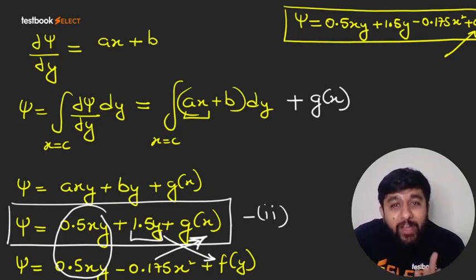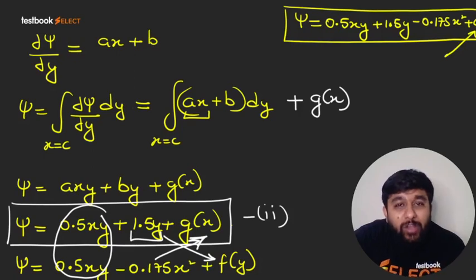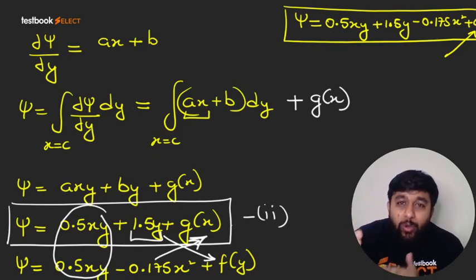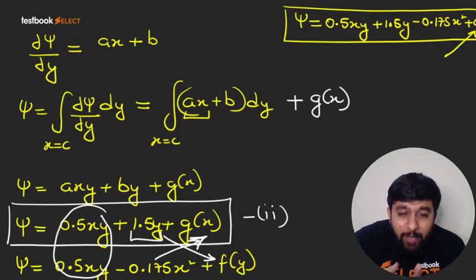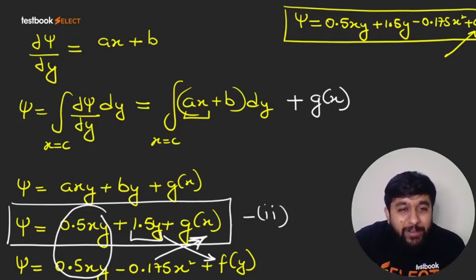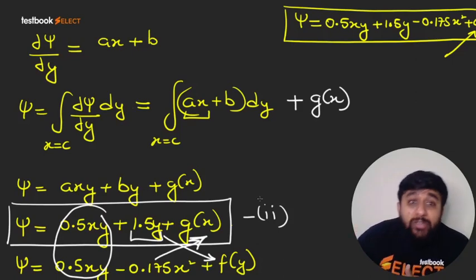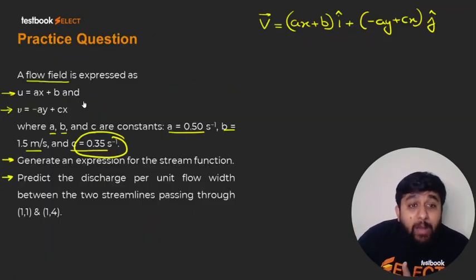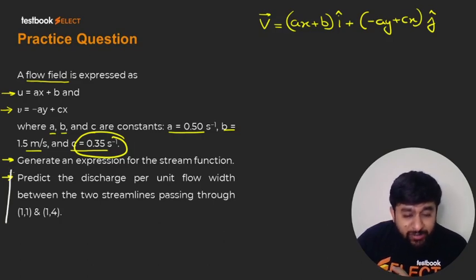So this is how you find out stream function. Whenever velocity components are given to you, you partially integrate the velocity components. You will get two expressions of stream function. Those two expressions must be same. So you will get these unknown functions of integration. Now let us check the next part. I think the next part is based on a property of the stream function that we discussed.